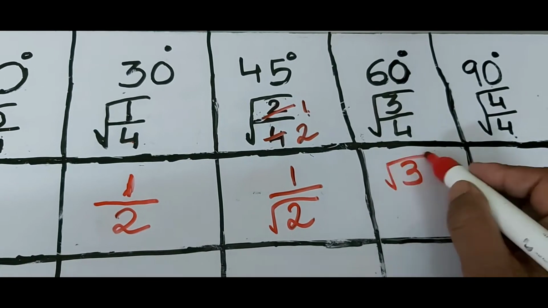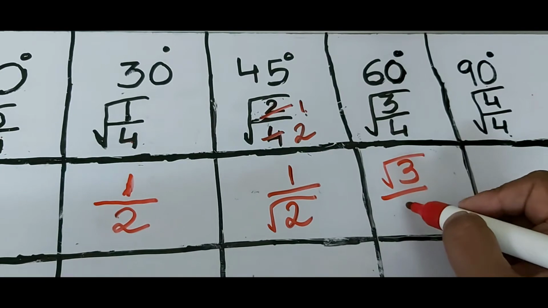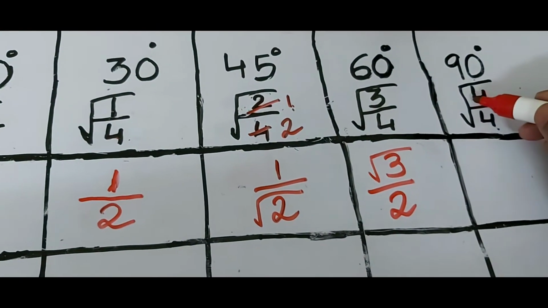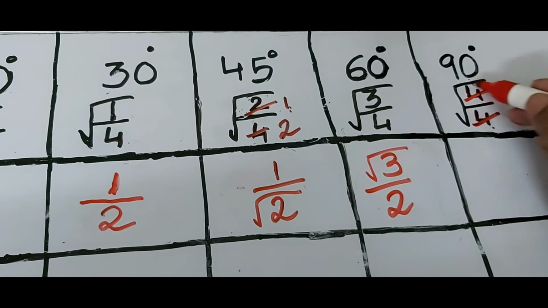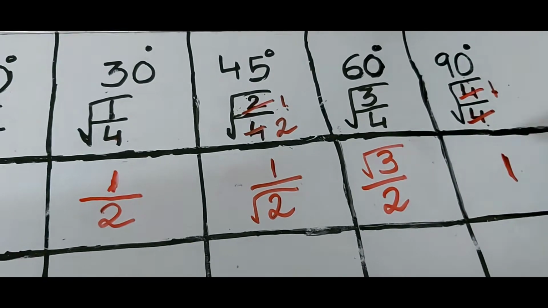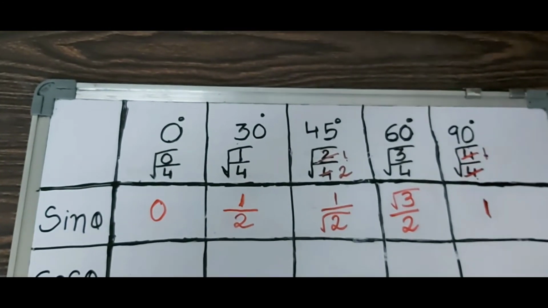Numerator 3 doesn't have any square root, whereas square root of 4 is 2. These two would get cancelled. 4 ones are, square root of 1 is 1. That's how we get sine values.